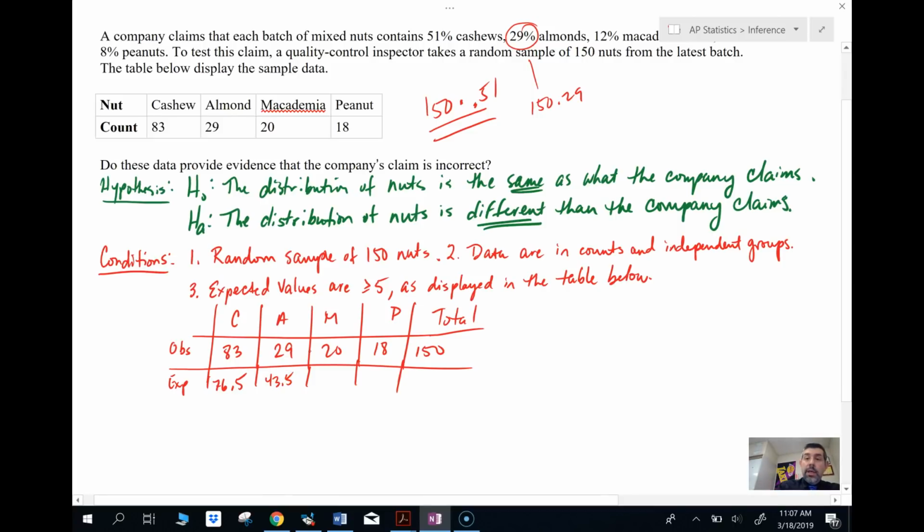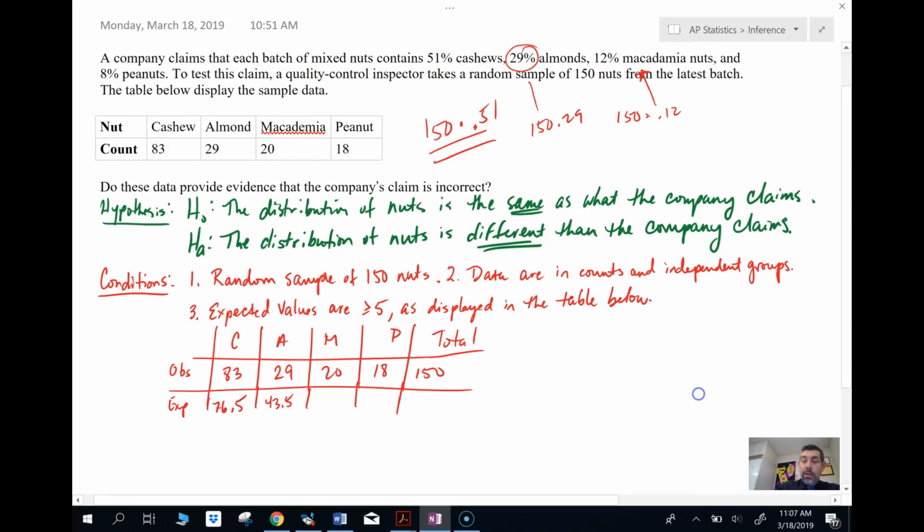And then I'm going to take 150 nuts and multiply it by 0.12 to get my macadamia nuts right there. So 150 times 0.12 is 18. And then the peanuts would be 150 times 0.08. Here's 8% peanuts, so 150 times 0.08, and that's going to be 12. All right, and that should add up to 150, just to confirm.